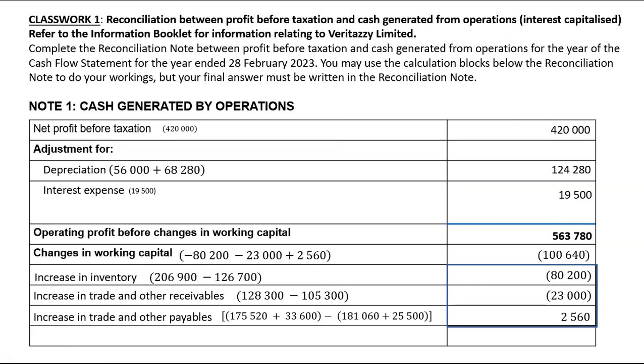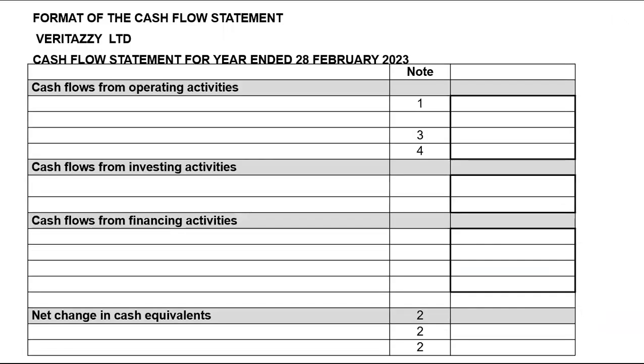It will be 563,780 plus negative 100,640, which is basically the same as minusing 100,640 from 563,780. My cash generated from operations will be 463,140. That 463,140 will be recorded on the face of your cash flow statement under cash flow from operating activities as cash generated from operations.